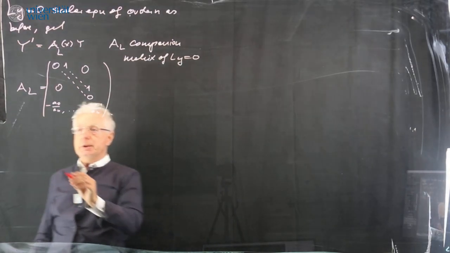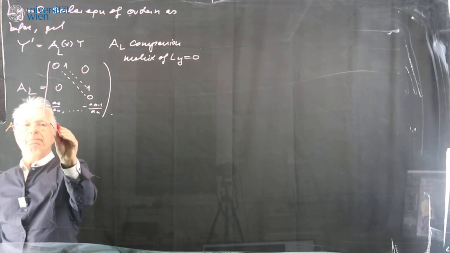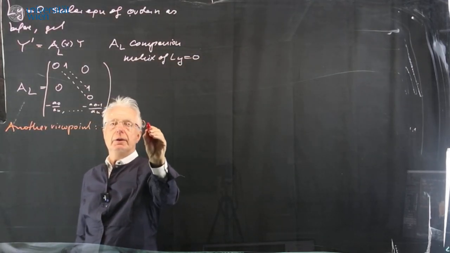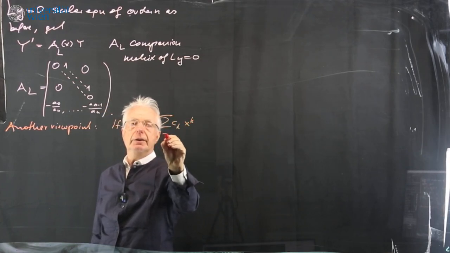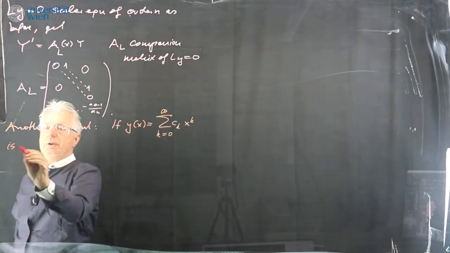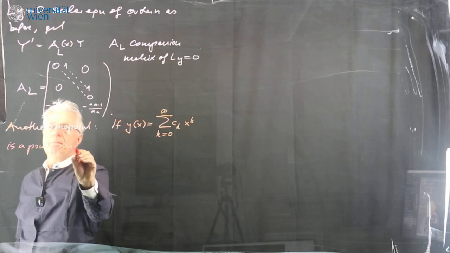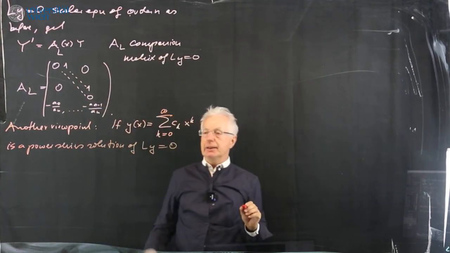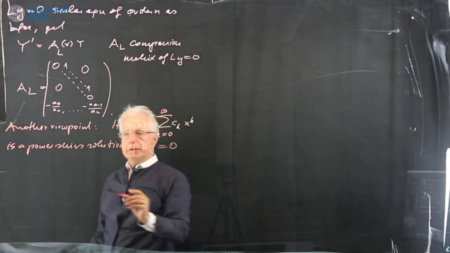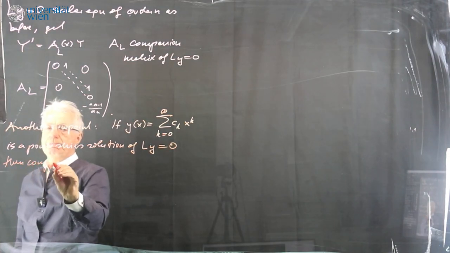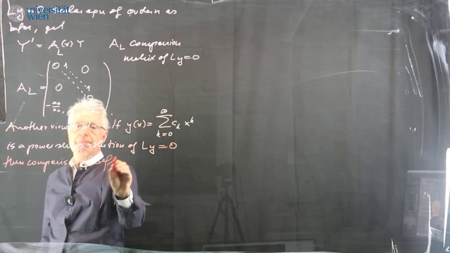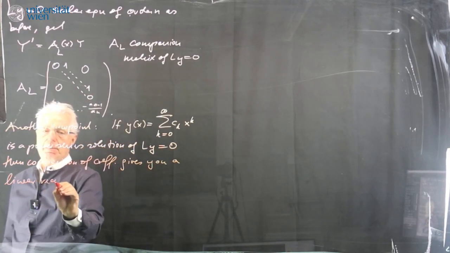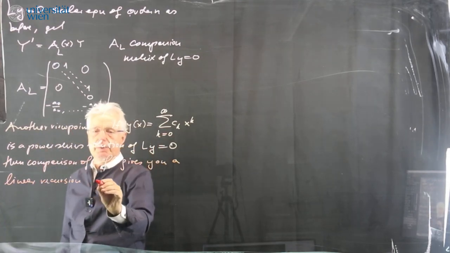Now, there's a third interpretation, another viewpoint, which goes into combinatorics. If y of x equals the sum of c_k x to the k, k equals 0 to infinity, is a power series solution of Ly equals 0, then you just plug it in and compare coefficients. Comparison of coefficients gives you a linear recursion for the c_k. Let me write it like this.